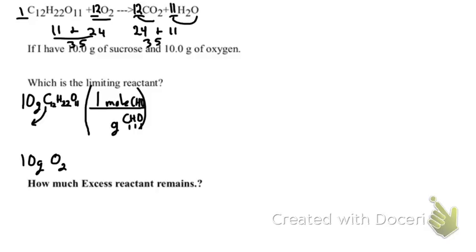So carbon weighs 12, and we have 12 carbons. So that's 144. Plus, hydrogen weighs 1, and we have 22, so plus 22. Oxygen weighs 16 times 11, so that's 176. When we add all of those up, we'll get our mass. You should get 342. Remember that this is really this compound here.